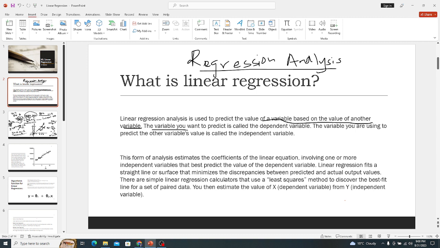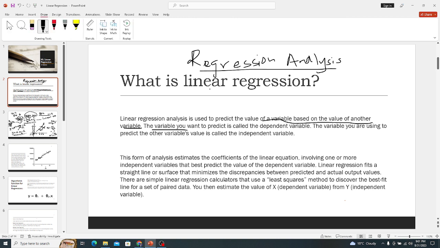Let me elaborate. Linear regression analysis is used to predict the value of a variable. In our case, y = mx + c. This y is what we are trying to predict, our outcome. We predict it using another variable, x. So we are using x to predict y.